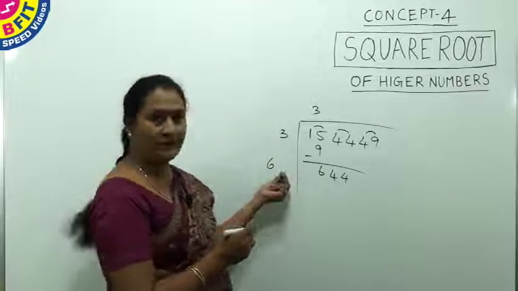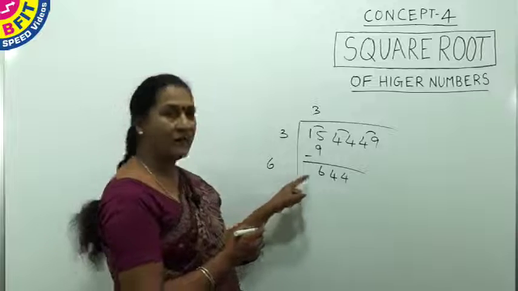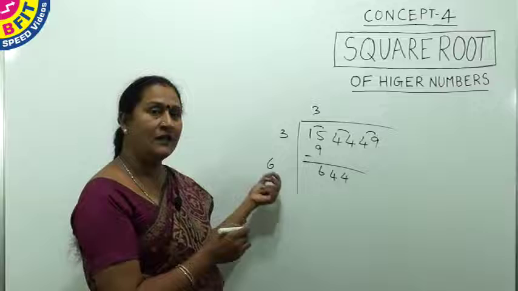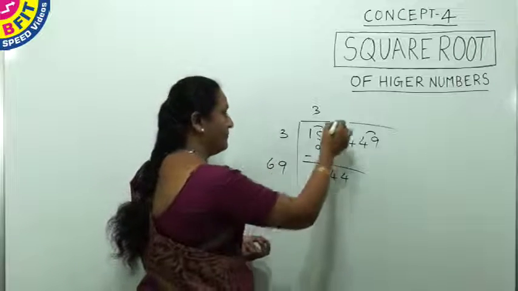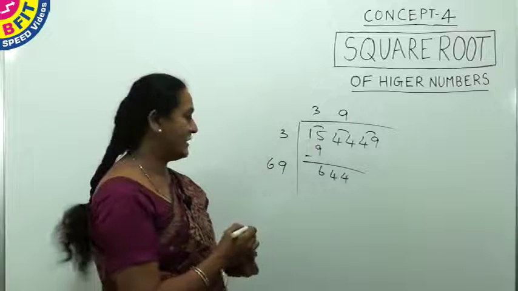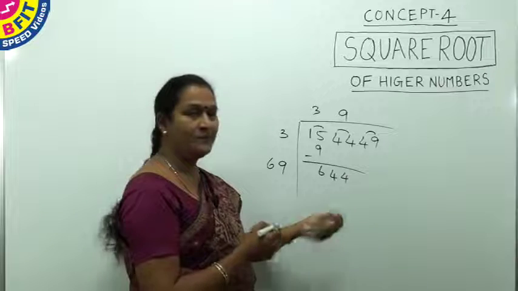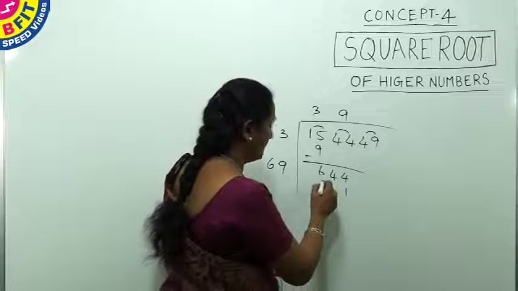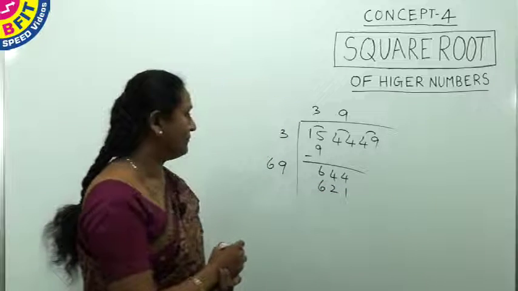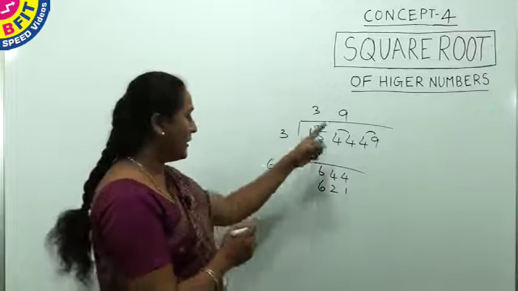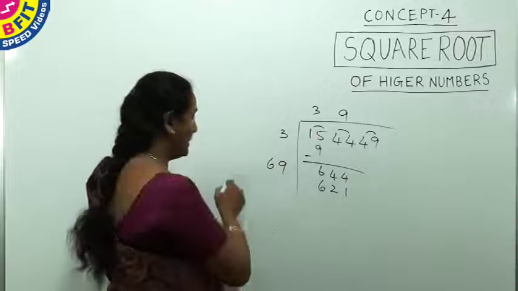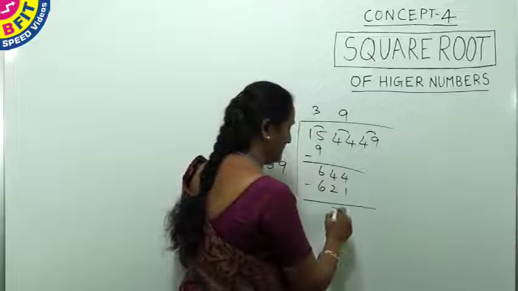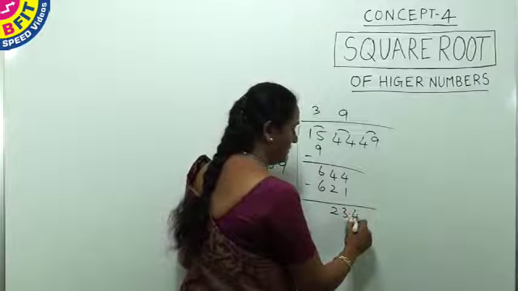So what will be the number we can write here? 6 into 10 will give 60s, but when you write 10 it will exceed. So it should be only 9. So 9 into 69. Find the product and subtract from 644. The product of 9 and 9 is 81, 1, 8 and 6, 9, 54 added it is 62. So subtract and bring the last pair down.